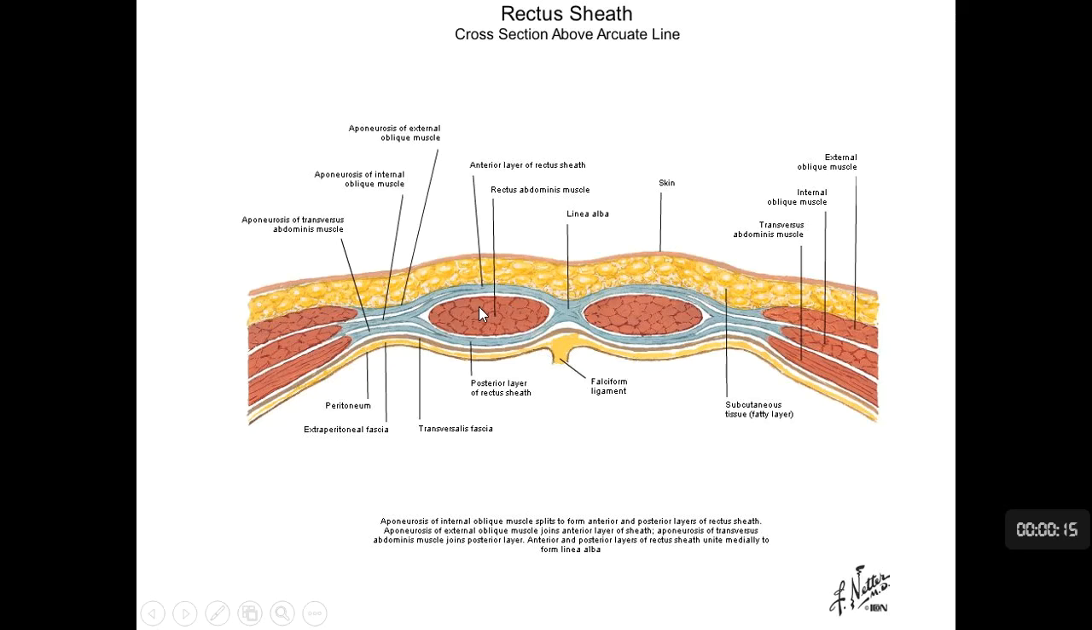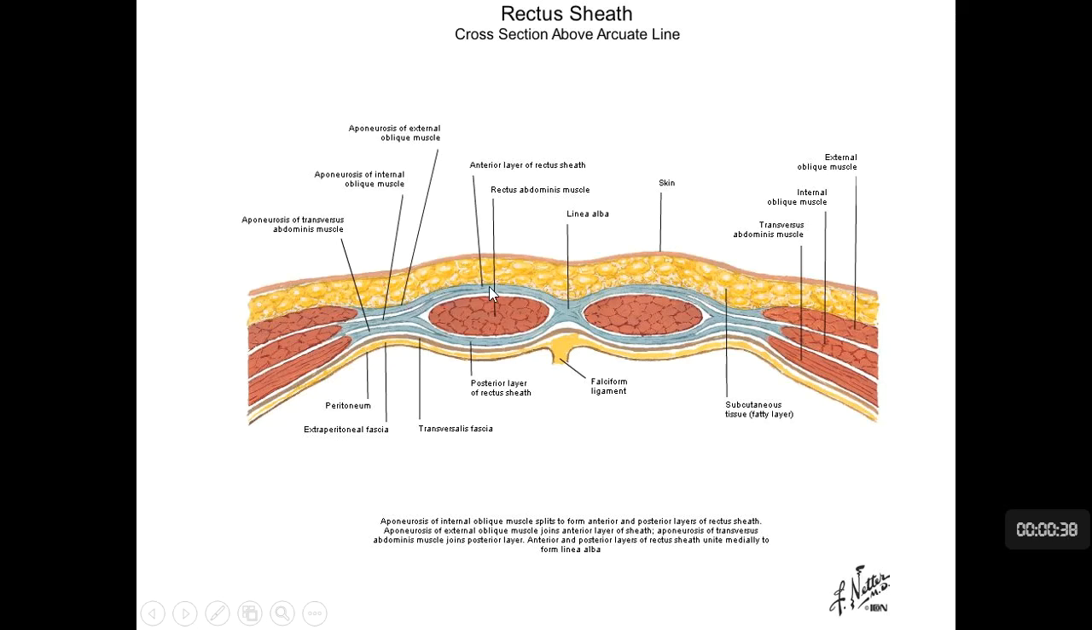I continue this part of the lesson about the rectus sheath. This is a transverse section in the abdomen. Here are the rectus abdominis muscles on the two sides. Here is the skin anterior. This is the superficial fascia. This is the external oblique abdominis muscle. The blue is the aponeurosis of the external oblique abdominis muscle.